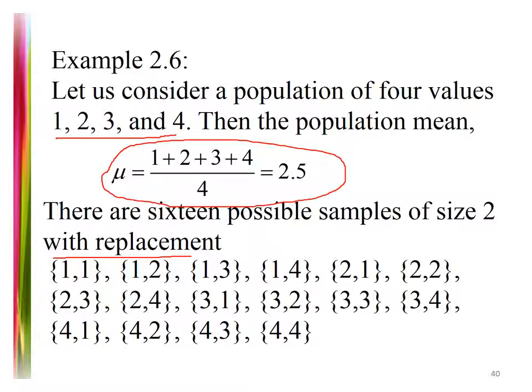If you select samples with replacement, the possibilities are 1 comma 1, 1 comma 2, 1 comma 3, 1 comma 4, up to 4 comma 4. So we can select 16 possible samples. Don't forget this is the population mean, because I am going to verify the result, so mu is equal to 2.5.